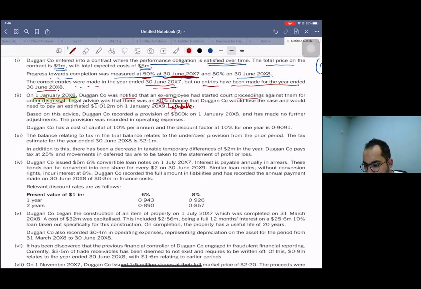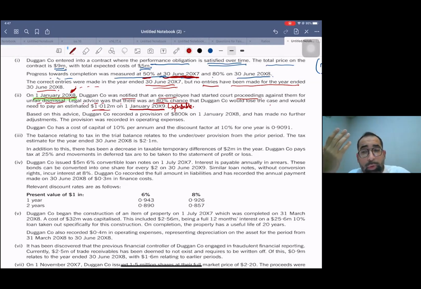That Dugan company would lose the case and would need to pay an estimated 1,012, if we adjust the 30, it becomes 1,012, on 1st January X9. Now wait. Right now we are at 1st January X8, and we need to pay this amount on 1st of January X9. That means an exact 1 year gap.